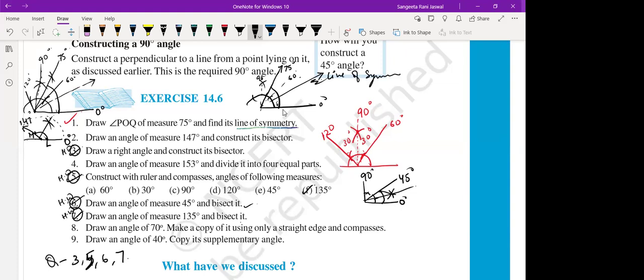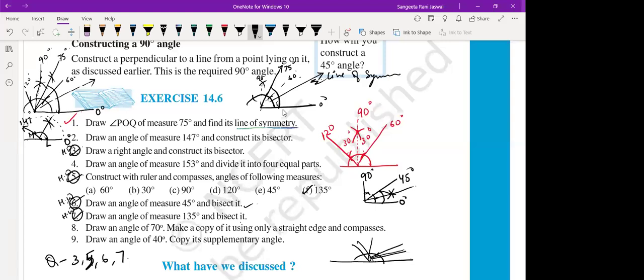Question number 5, all these angles you can make on one figure. You can make them all on one figure: 30 degree, 60 degree, 90 degree, 120. 45 also here. Then 135 also here. You can all show me on one. Question number 5, all the angles you can show me on one figure. Understood, children? Yes, ma'am.